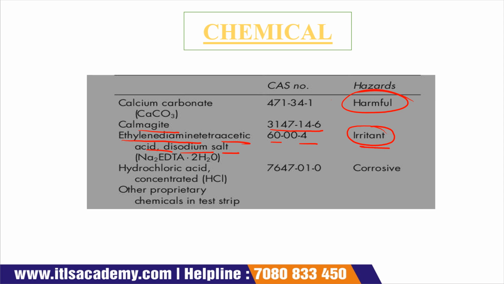The formula of this ethylenediaminetetraacetic acid disodium salt is Na2EDTA.2H2O. Next, hydrochloric acid concentrated, HCl, with CAS number 7647-01-0, and the hazard related to this is that it is corrosive in nature. There are also other proprietary chemicals in the test strip. All the other chemicals are present in the test strip, but the major chemicals that we use in this experiment are these ones.